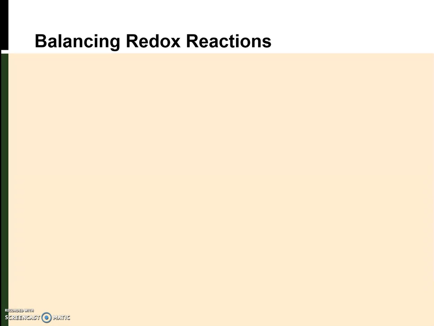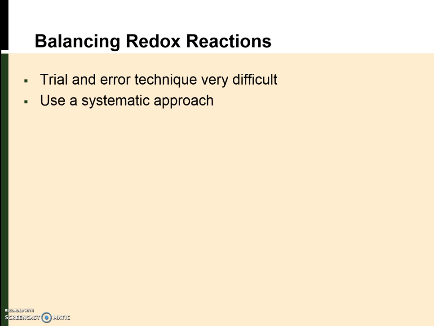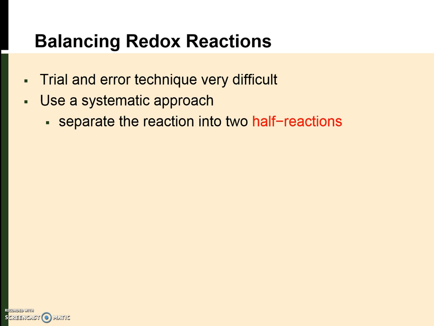We're going to look at how we balance redox reactions. Trial and error techniques that are used for balancing other reactions end up being very difficult and time consuming when we're balancing redox reactions, so we're going to take a more systematic approach. We're going to start by separating the reaction into two half reactions.